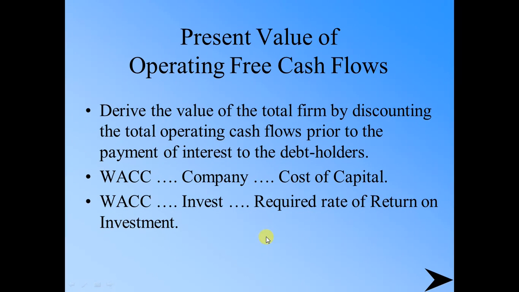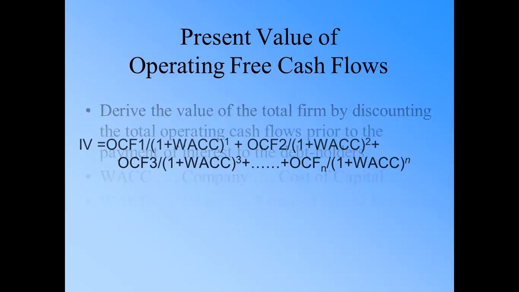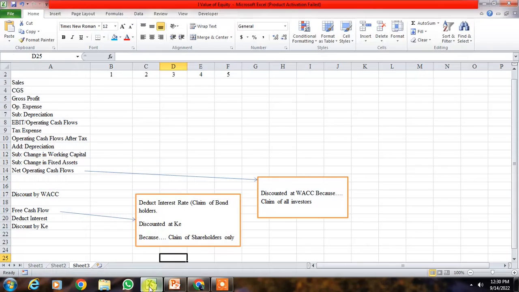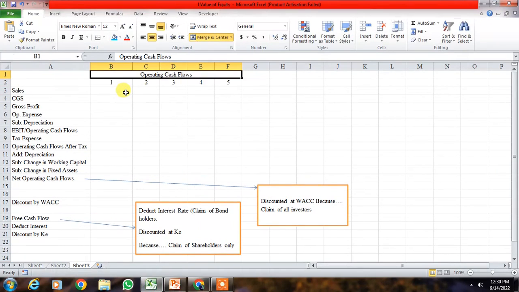Now this investment is actually done through preferred shares, common shares, and corporate bonds. The question arises: why are we using the weighted average cost of capital as a discount rate, why not only the cost of equity? My dear, when we find the operating cash flows, let me share the framework. Look, this is how we find the operating cash flows.